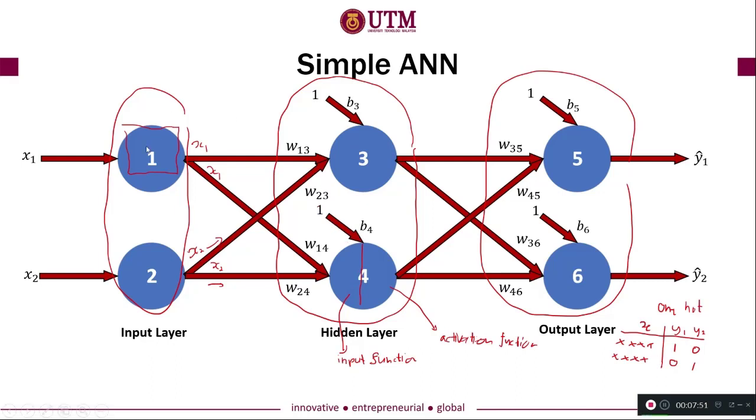Because if this is not a neuron, then you don't have any input function and activation function. The variables b4, w14 and w24 will be used in the input function. So that's why anything which is not a neuron should not have the bias. That is the reason. Okay, so that's how I label.